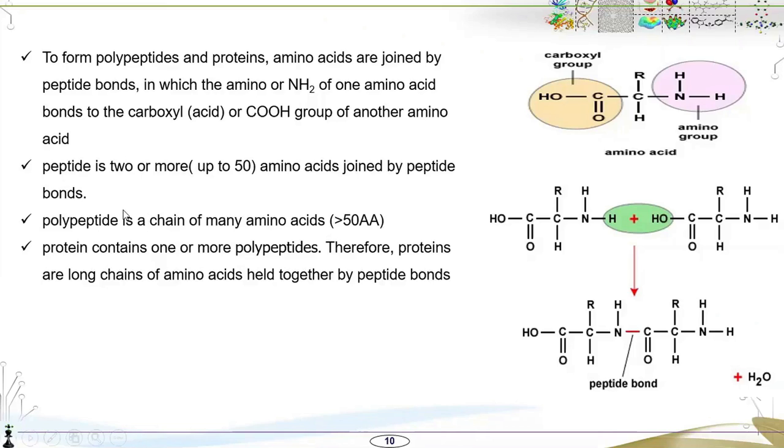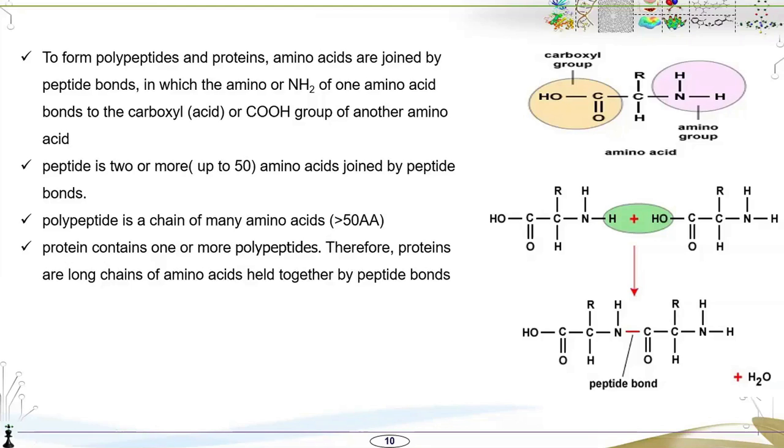Next, now I will differentiate peptide, polypeptide, and protein. A peptide is two or more amino acids, where more means up to 50. If you see up to 50 amino acids linked, that we call a peptide. So a peptide is two or up to 50 amino acids joined by peptide bonds.